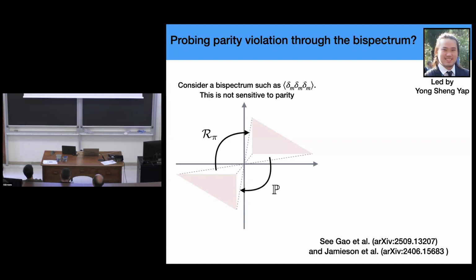However, that doesn't mean that you can't constrain parity violation with lower order statistics. And there's been recent work by many people in the audience here exploring how you can construct lower order statistics that are parity sensitive.